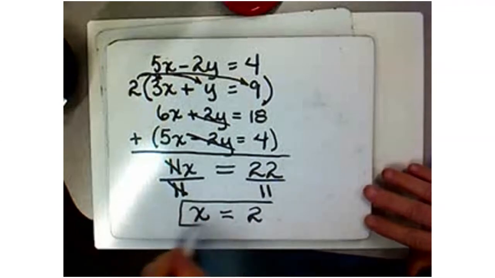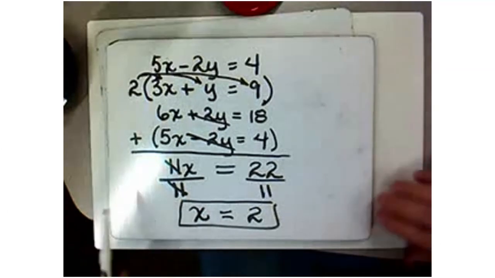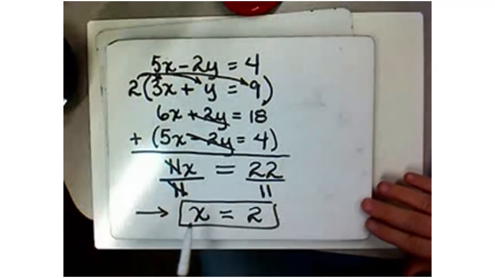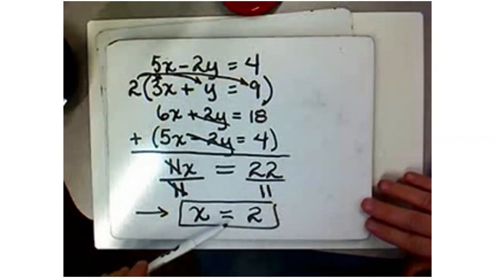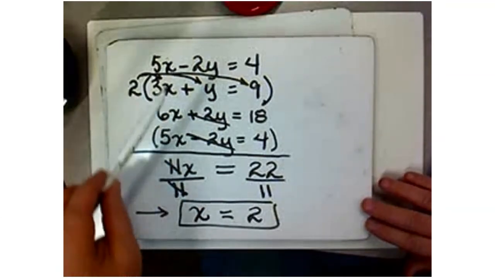Now, after all that work, you're probably thinking, whew, I did it, I'm done. Oh, darn it. Not quite. This is one piece of the solution. This is our x value. X has to equal 2. Now we need to go back and substitute in. That's a fancy math word for plug it in, right? Plug in this 2 for an x.